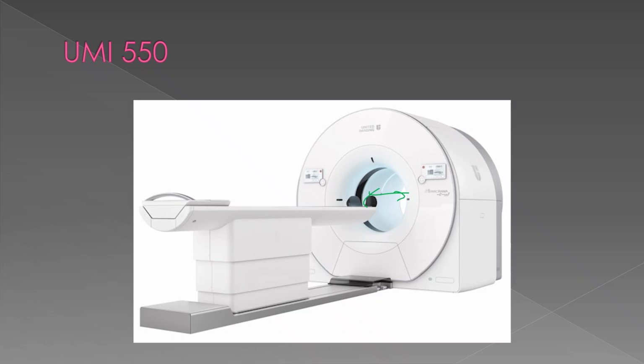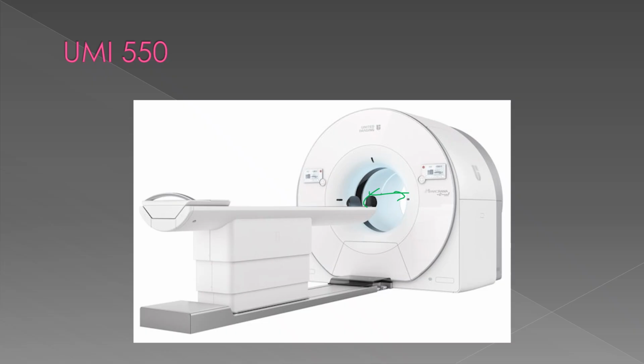That's a 20-minute scan. But for the United Imaging scanner, let's say that same person, you only have to do 4 bed positions and you're doing 1 minute per bed position. That means that that patient's done in 4 minutes instead of 20. So that's huge for patients, huge for workflow.